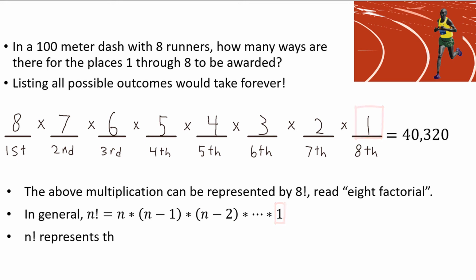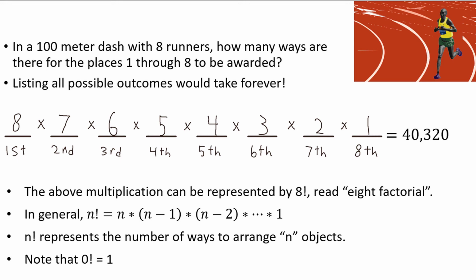n factorial represents the number of ways to arrange n objects, just like 8 factorial represented the number of ways the 8 runners could finish the race. Note that for a variety of reasons, we define 0 factorial as being equal to 1. This is convenient for many of the formulas factorials are used in, which we will look at later.